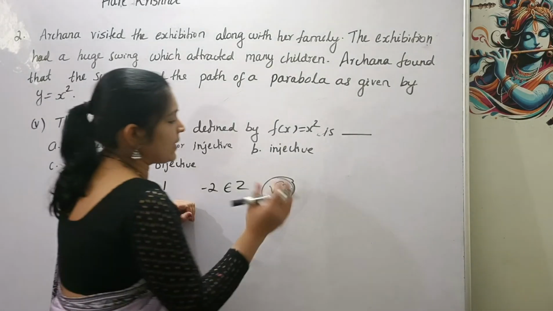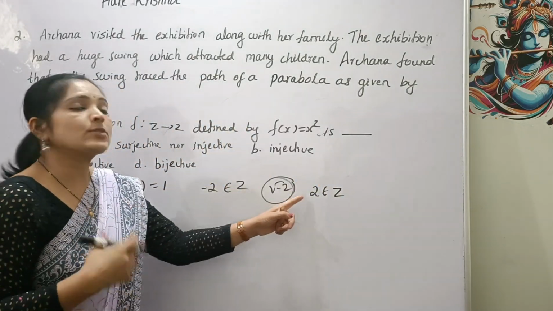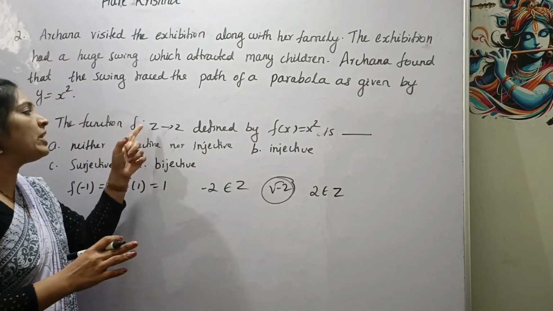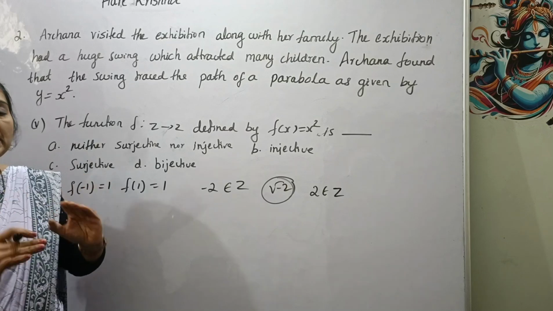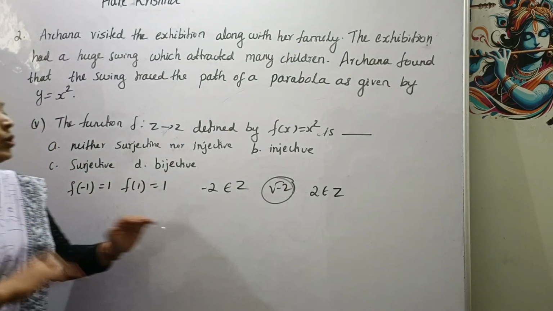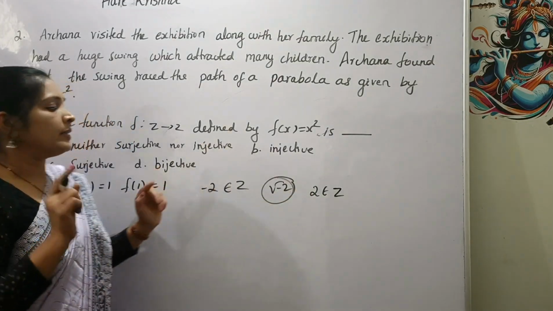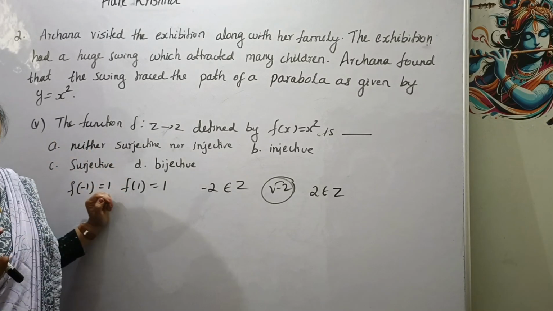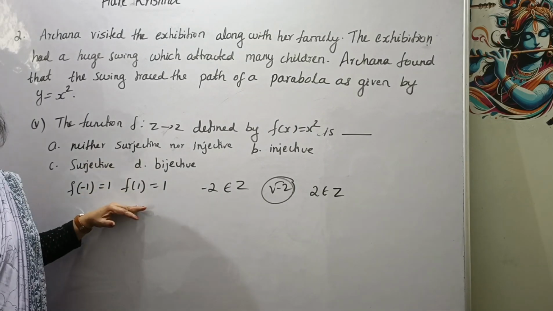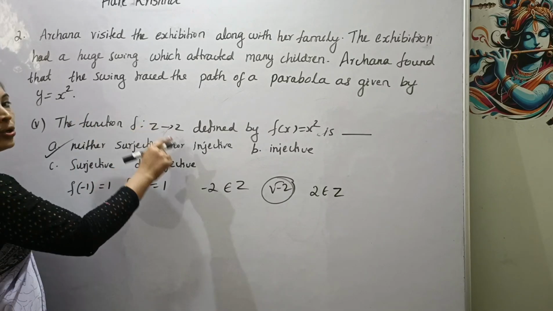And here is one more example. See, 2 belongs to Z in the codomain. What is the square root of 2? It's an irrational number. But our domain is the set of integers. Okay? Integers means negative whole numbers, positive whole numbers, right? With a 0. So here, this 2 has no preimage in the domain. Therefore, this function is not onto. This function is neither one-one nor onto. That is, this function is neither surjective nor injective.